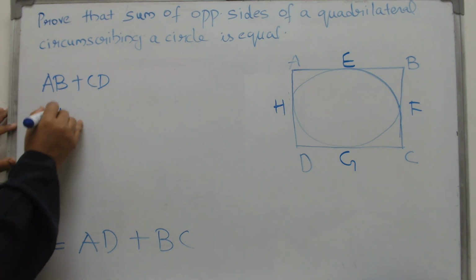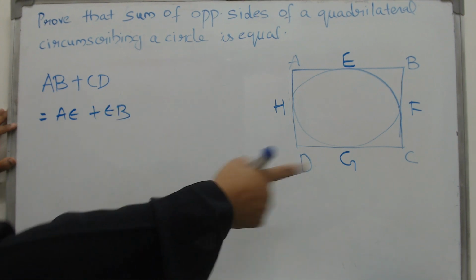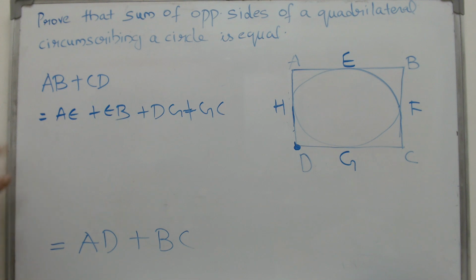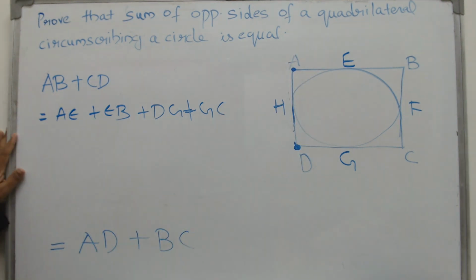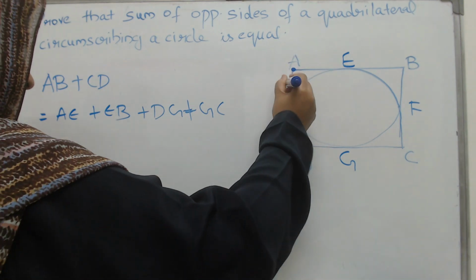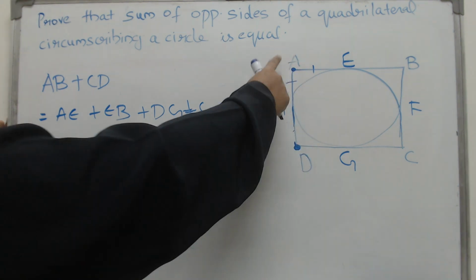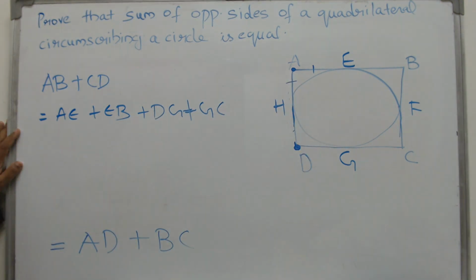Now let us break down AB and CD. How do we do that? You can see that AB is AE plus EB and CD is what? DG plus GC. And now what do you notice here? If you look at this point A, then you will notice that AH and AE are equal in measure. Why is that? They are 2 tangents from the same external point A to the same circle.